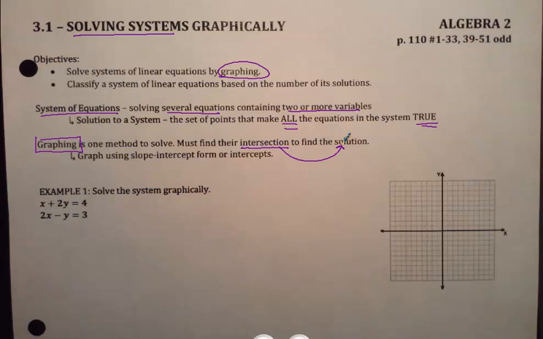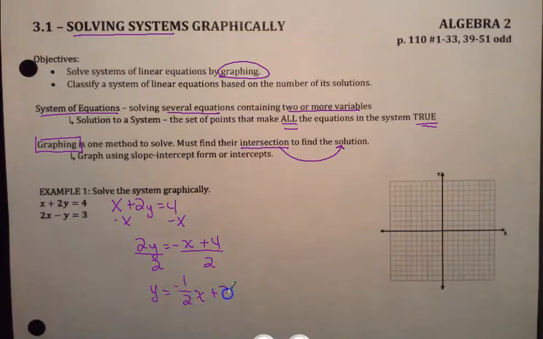So let's start with the first one. Solve the system graphically, which just means to graph it. In order to graph it, we need to get it in slope-intercept form. So I'm going to take x plus 2y equals 4 and subtract x. We have 2y equals negative x plus 4, divide by 2. y equals negative 1/2 x plus 2, because 4 divided by 2 is 2. So that's one equation, and we should go ahead and graph it.